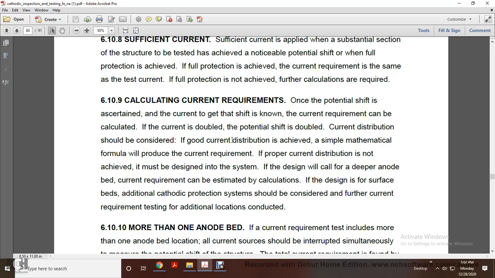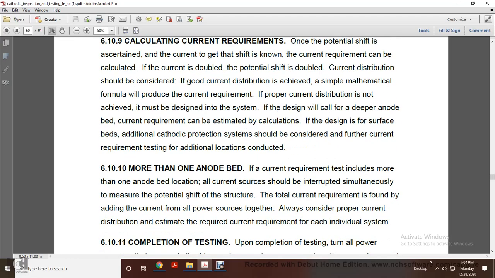Design will call for a deep anode bed, with the current requirement estimated by calculation, or a design for a surface anode bed. An additional cathodic protection system should be considered, and further current requirement testing conducted at additional locations.